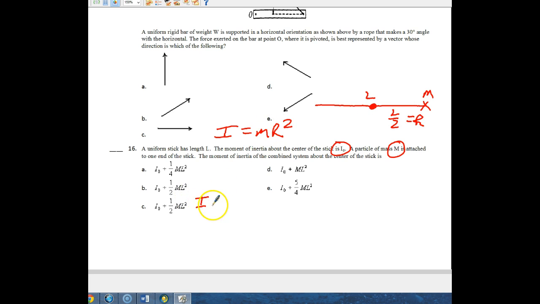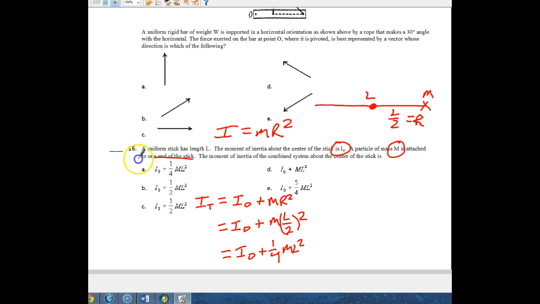So we know that the moment of inertia total should be equal to that original moment of inertia, which is the moment of inertia of the stick, plus we've got mr squared, which is the moment of inertia of this mass. We've got to put everything in the right terms now, so we've got IO plus M, and then remember R here is really L over 2, so this is going to be L over 2, but we've got to square that. At this point I've got IO plus, and now 2 squared is 4, so this would be 1/4 of ML squared. And our answer then for number 16 has got to be letter A.